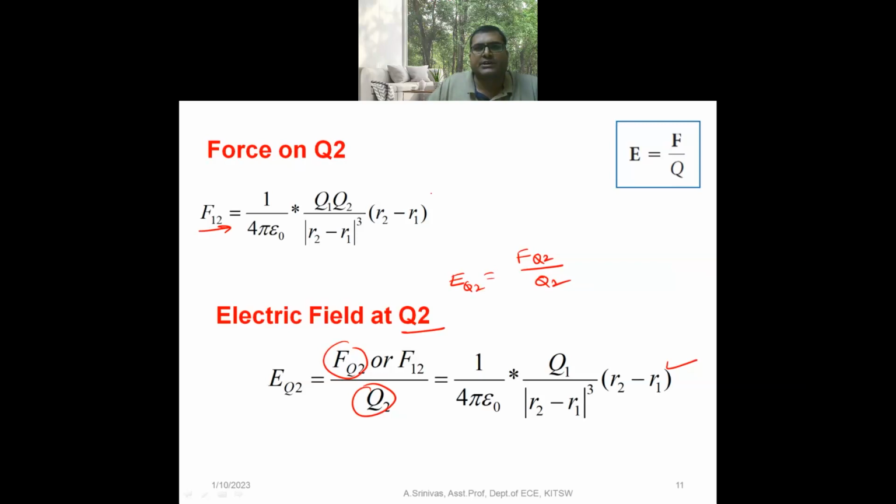And one important point is while calculating either force or field, always charge must be in Coulomb, distance must be in meters. Then only we can say that the force is in newtons, the electric field is in volt per meter or Newton per Coulomb.